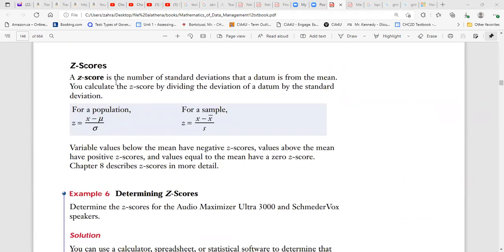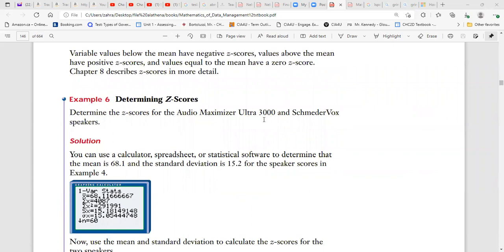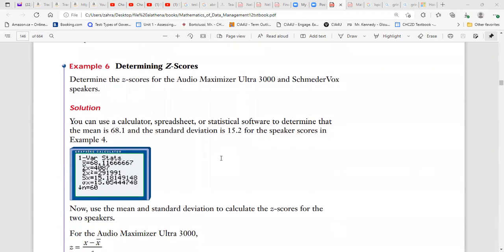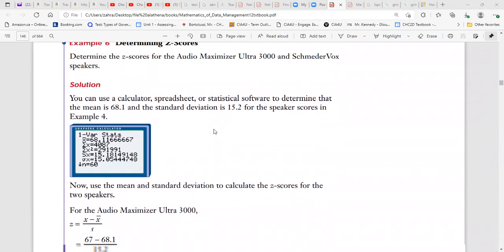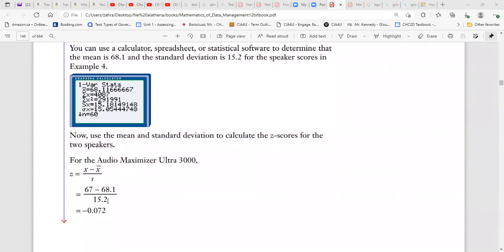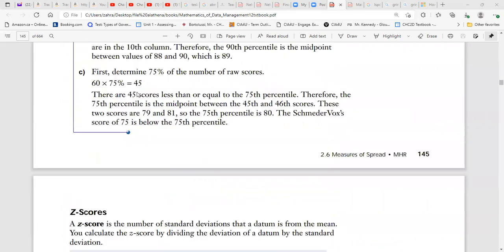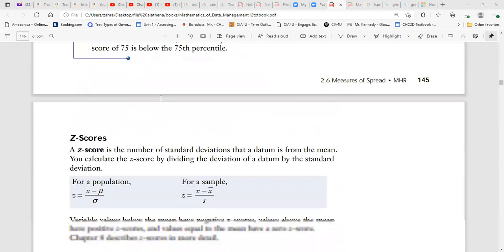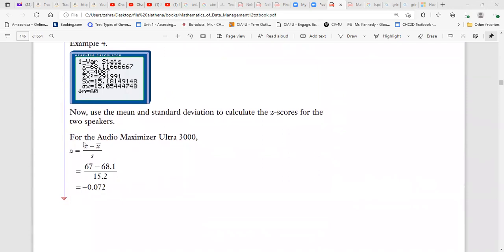And the other thing we have is the z-score. The z-score is the number of standard deviations that your data is from the mean, right? So it's x minus mu divided by sigma. For a sample, the z-score is equal to x minus x bar divided by s. So determine the z-score of the audio maximizer. Knowing that this is 67, the mean value is 68.1, divided by the standard deviation. We can put the data in a calculator to generate the standard deviation and mean value, and then find the z-score for 67.